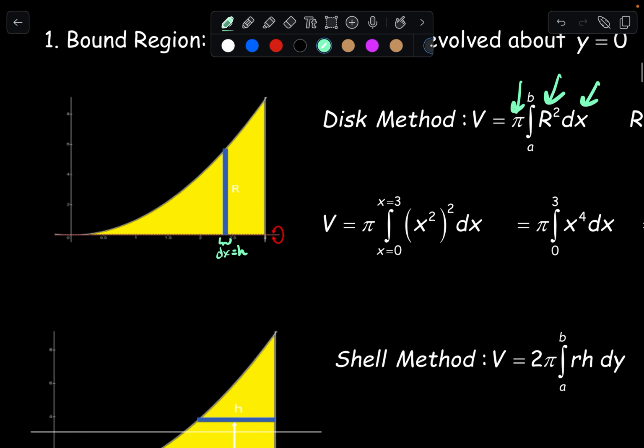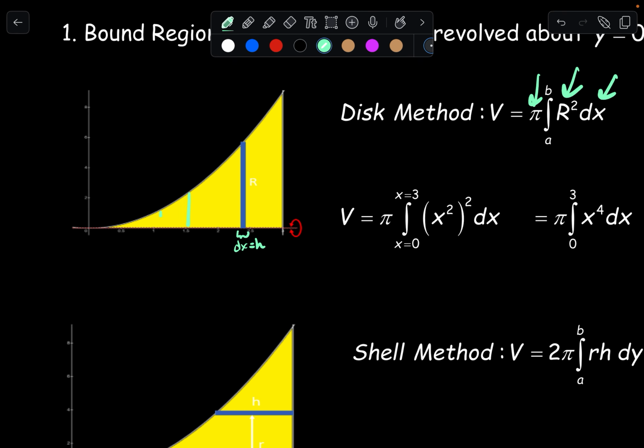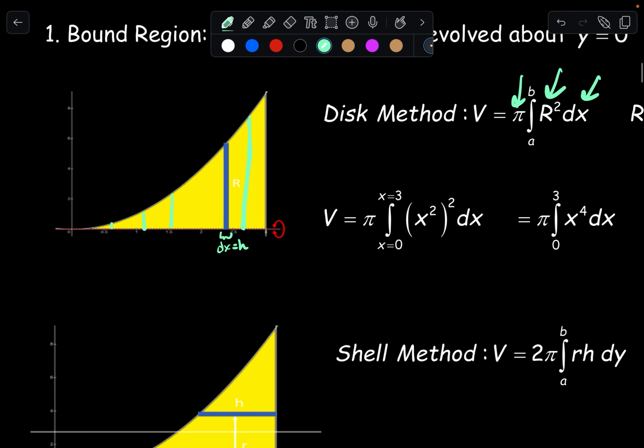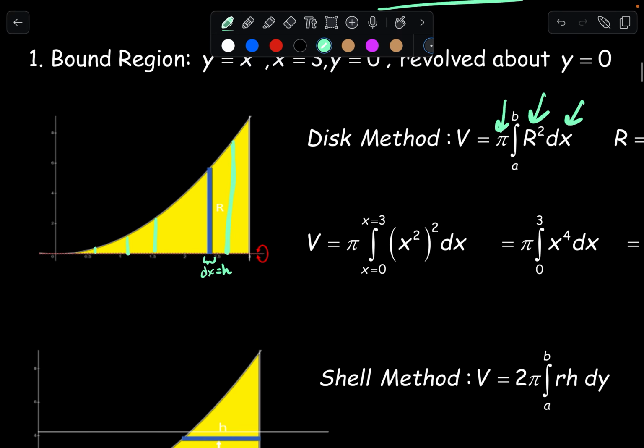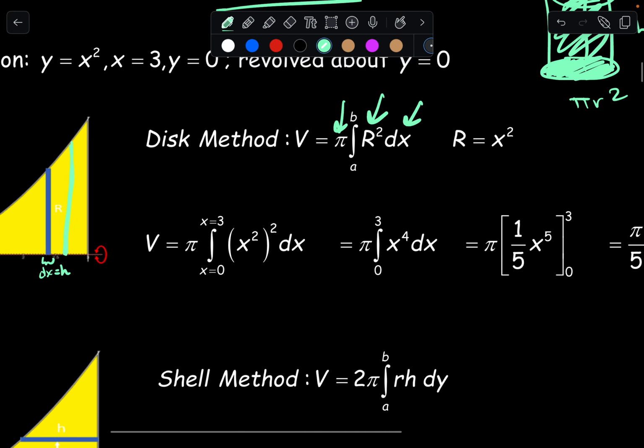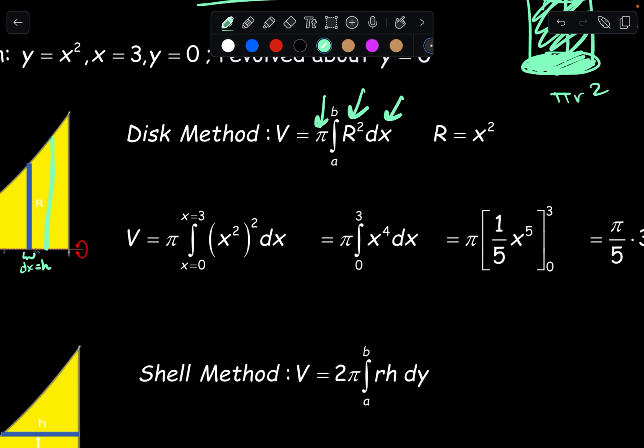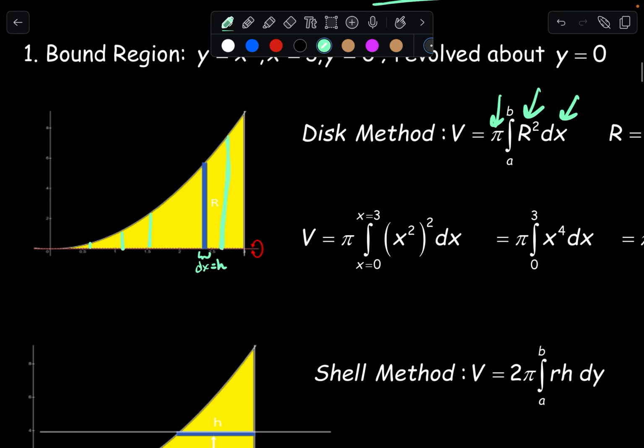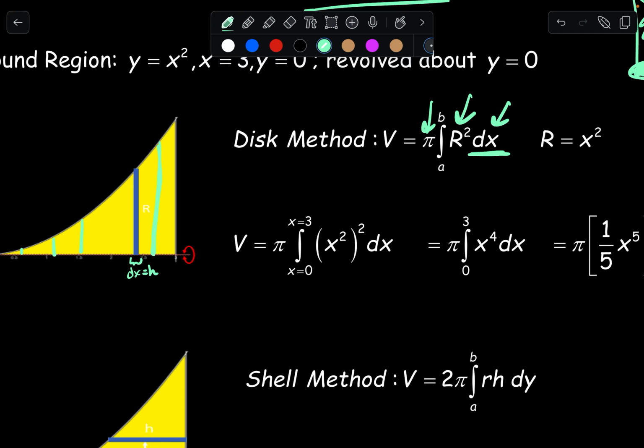All right, so the radius of each cylinder is going to be different though, right? Over here, it's going to be significantly smaller than the radius of the cylinder that's closer to the end of the region bounded, okay? So that is why we are integrating with respect to x, all right? So that we can get every single cylinder within this integration. Now, because we are integrating with respect to x, everything needs to be in terms of x. That includes your bounds of integration, your expression, and your variable of integration, okay?